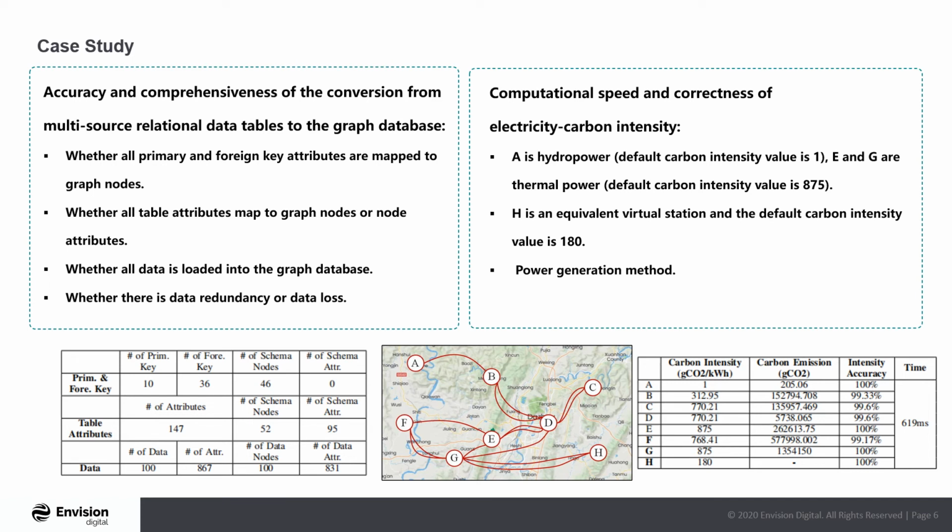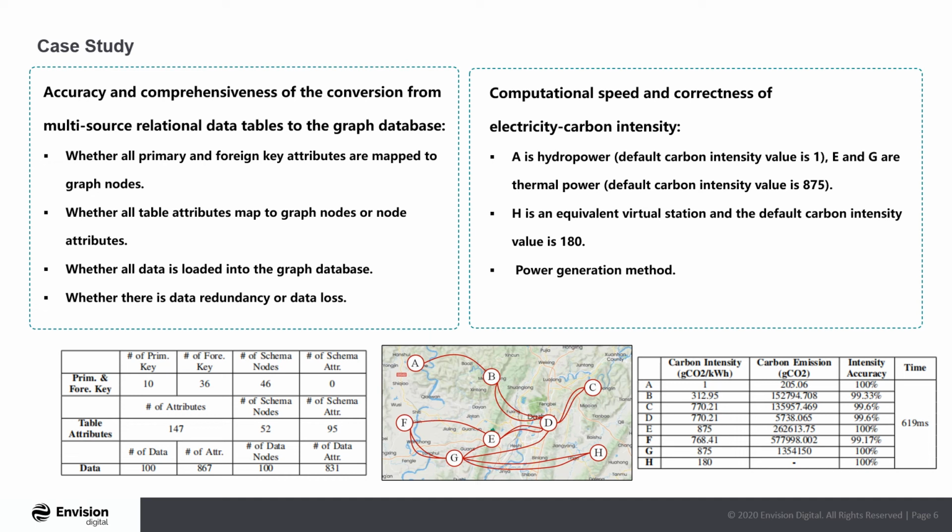We use the power generation method to calculate the carbon intensity of each region, and use the results of the power flow calculation to calculate the regional carbon emissions. Table 2 shows the test results of electricity carbon analysis. According to the grid topology and power direction, it can be found that the carbon intensity and carbon emissions of regions that use large amounts of thermal power are higher than those that mainly use hydropower.